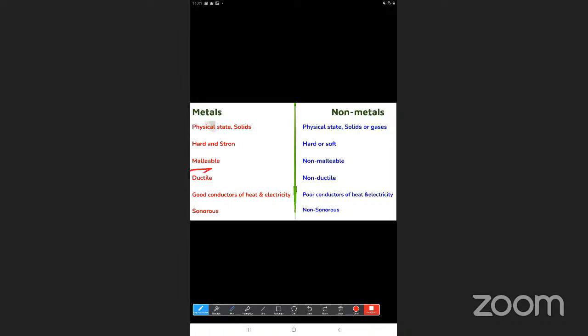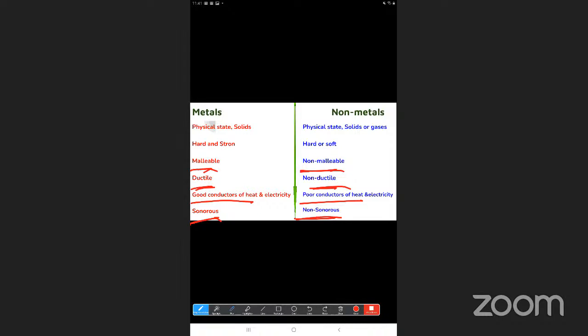So non-metals are hard or soft. And metals are malleable in nature. Non-metals are non-malleable. And metals are ductile in nature. They have the ductility property also, which means they can be drawn into very thin wires. But there is no ductility for non-metals, so they are non-ductile. Metals are good conductors of heat and electricity, and non-metals are poor conductors of heat and electricity. And metals are sonorous, non-metals are non-sonorous.